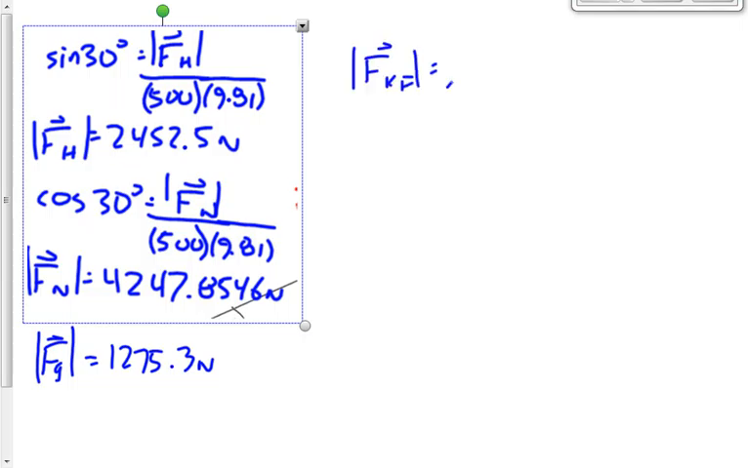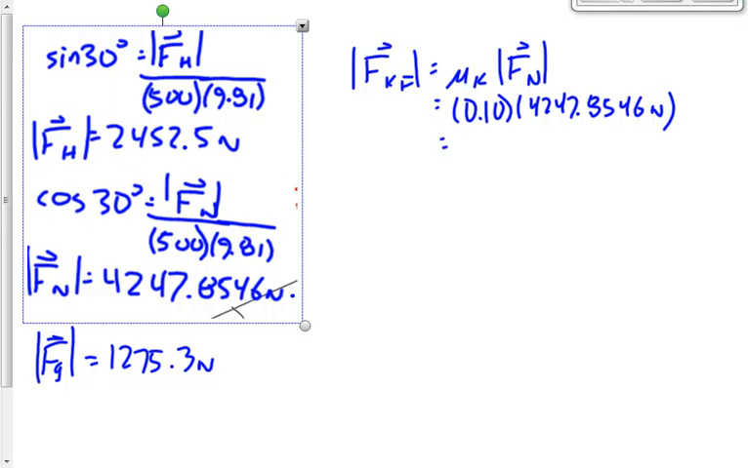Let's get the force of kinetic friction. Since it moves, it's got to be kinetic friction. It's equal to mu times the normal force. The coefficient of kinetic friction was 0.10, and the normal force is 4247.8546 newtons. We multiply those together, and the force of kinetic friction works out to be 424.7854 newtons.